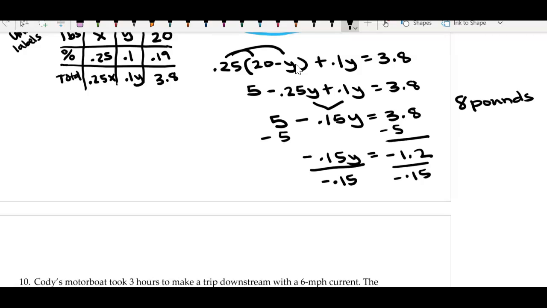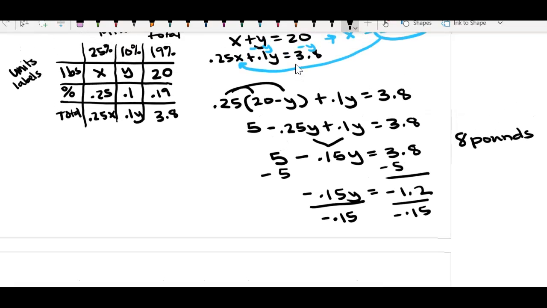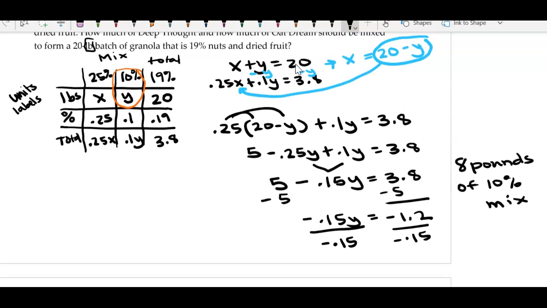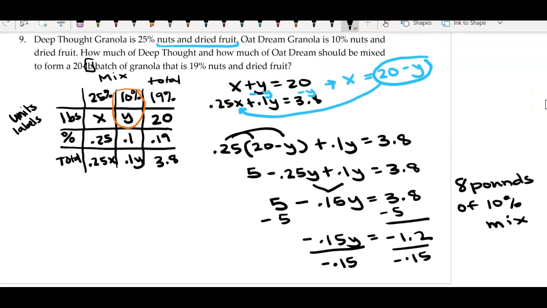Which percentage? The 10%. Right, because over here, that's what we labeled it as. That 10% was our y. So 8 pounds of the 10% mixture. Then how would we find the pounds of the other one? You could plug it into the first equation, because it's simple. Put 8 in place of the y. So x equals 20 minus 8. What is 20 minus 8? Should be 12. So 12 pounds of what? The 25%.